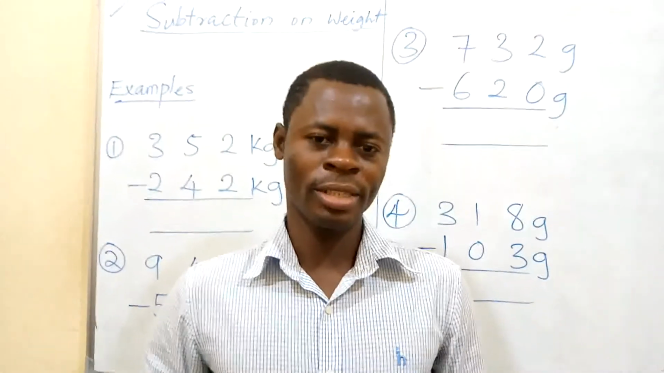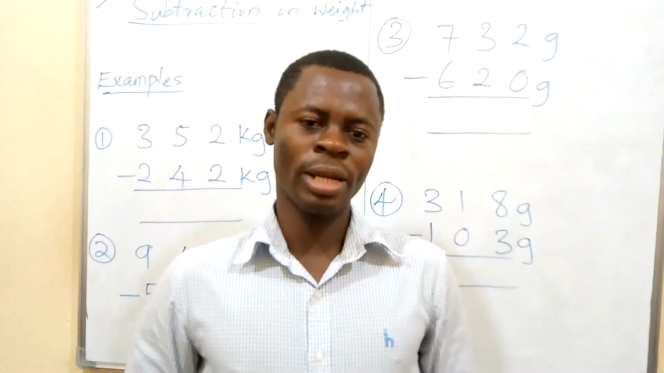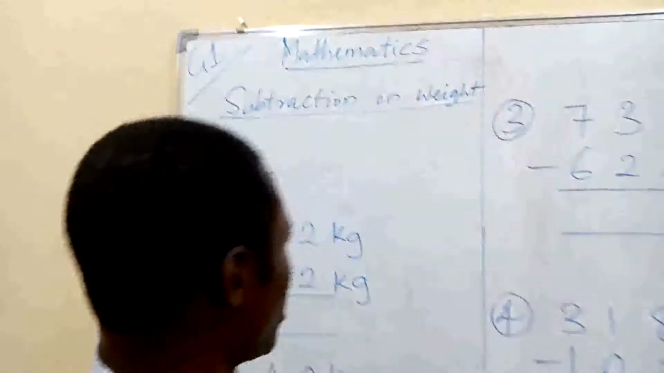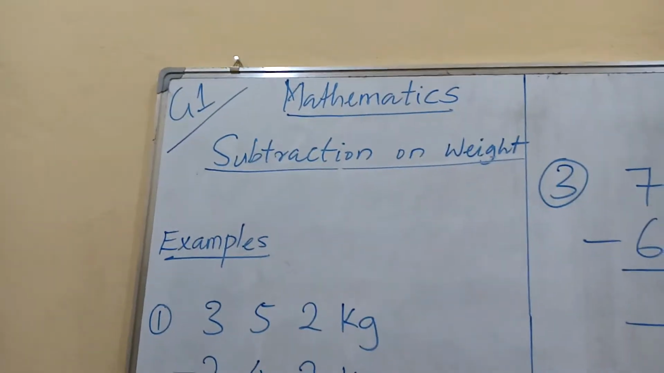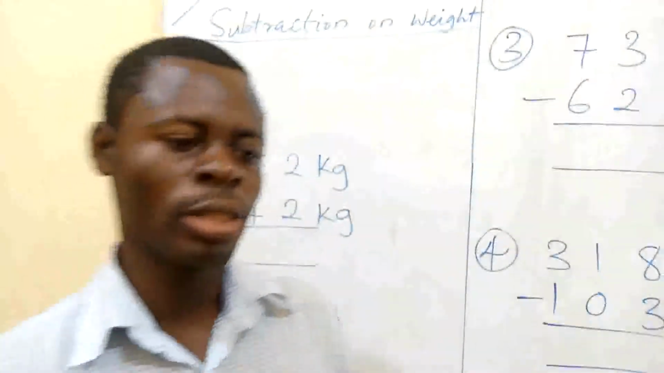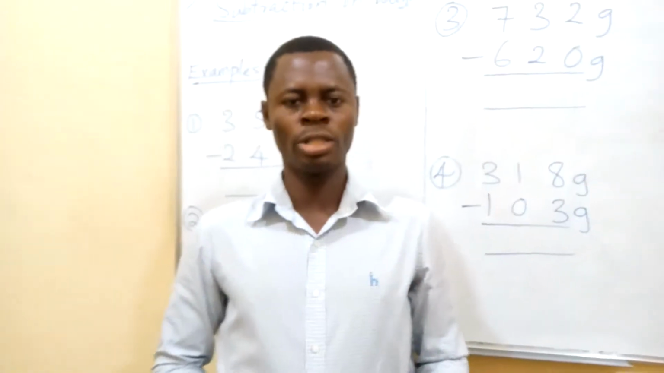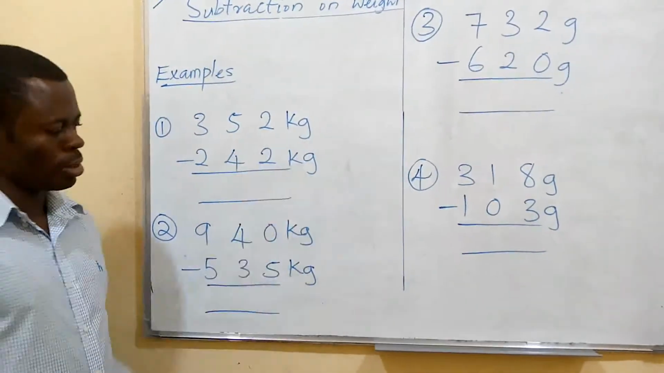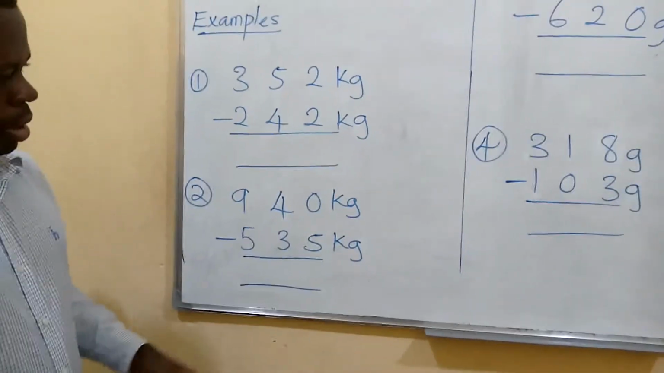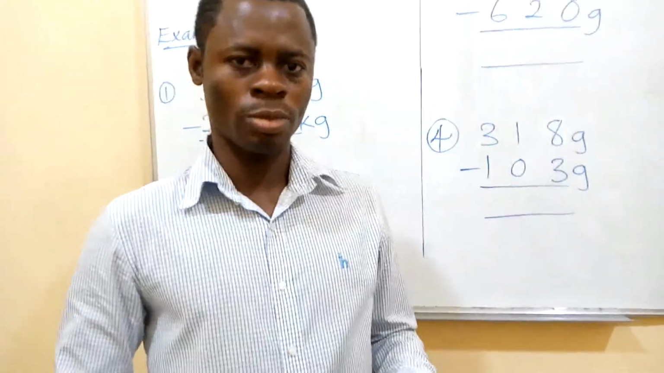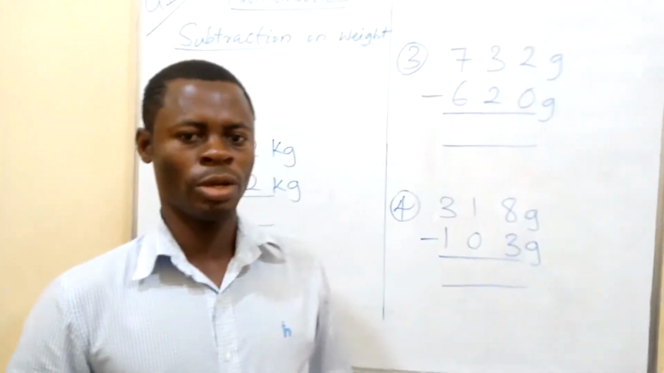How are you doing? You're welcome to another class on mathematics, right? Today we'll be looking at subtraction on weight. Subtraction on weight is the same as normal subtraction. The only difference is the symbol or the letters you are seeing here: K representing kilogram and G representing gram. Every other thing remains the same. The same method you use in your normal subtraction of numbers, the same method we are going to apply here.